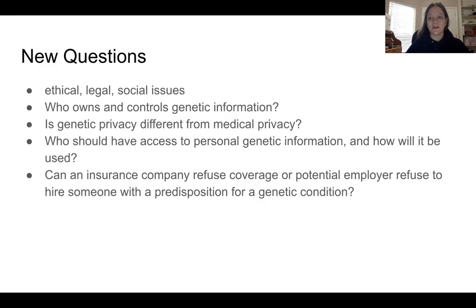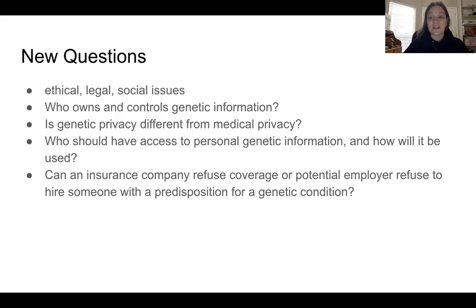Can law enforcement say, hey, you have a DNA profile on this person, we're going to need that? Can they get a warrant and get access to your genetic information, or should that be private? So who should have access to that information? How is that information going to be used?